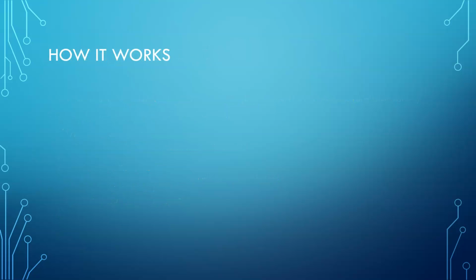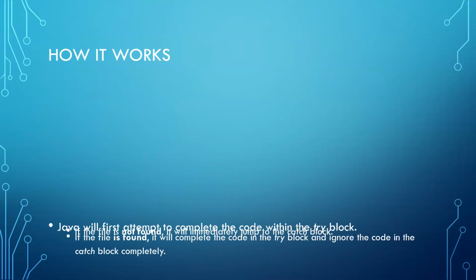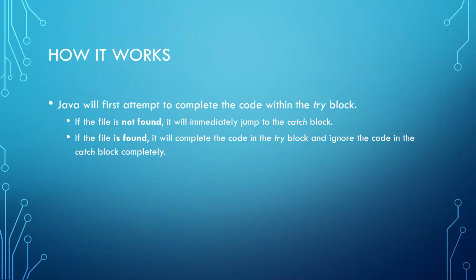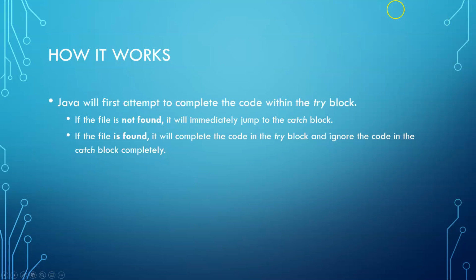So how does this actually work as a program? Well, Java is going to first attempt to complete the code within the try block. If the file is found, it's going to immediately do the code in it. But if it's not found, well, it goes to the catch block. So again, if the file is not found, it's going to go to the catch block. If it is found, it's going to complete whatever's in the try block and ignore the catch block completely.